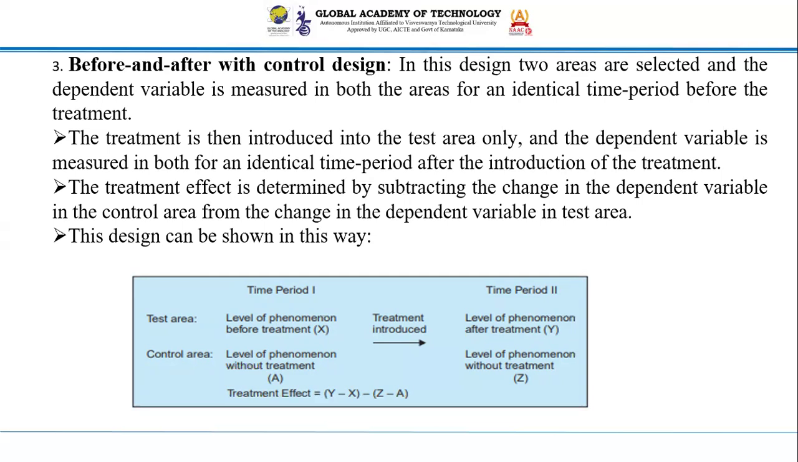The treatment effect is determined by subtracting the change in the dependent variable in the control area from the change in the dependent variable in the test area. This design can be shown in this way, you can easily understand here: Y minus X minus of Z minus A. That is the level of phenomenon after treatment minus before treatment in the test area, that will be subtracted by the level of phenomenon without treatment minus the level of phenomenon without treatment in a control area.